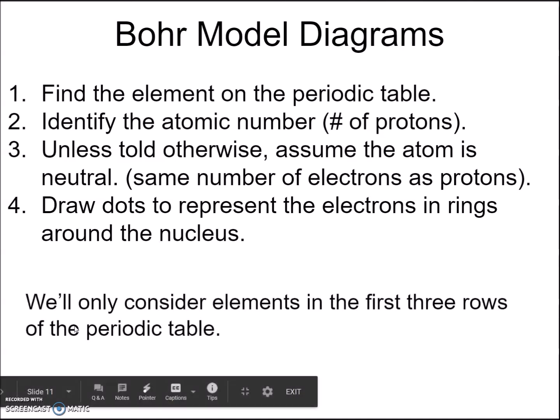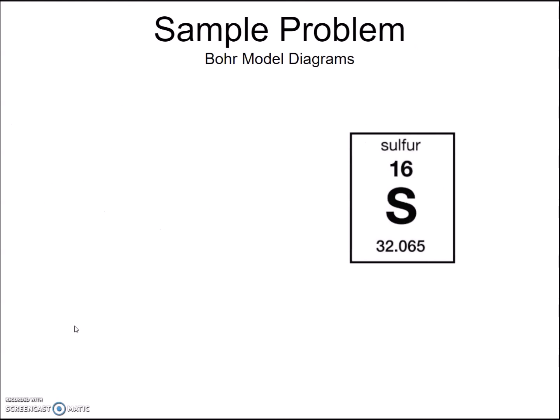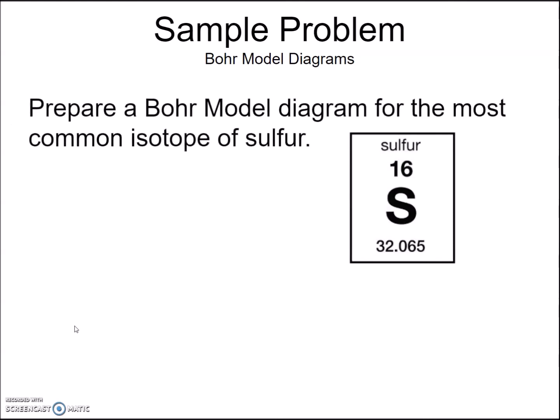Please be aware that we're only going to ask you to draw Bohr model diagrams for elements in the first 3 rows or periods of the periodic table. And the reason is it gets really, really complicated and tedious to draw large numbers of rings around the nucleus, and we can convey all of the understanding that we need just by keeping it simple and small in terms of atom size. So let's try this problem together.